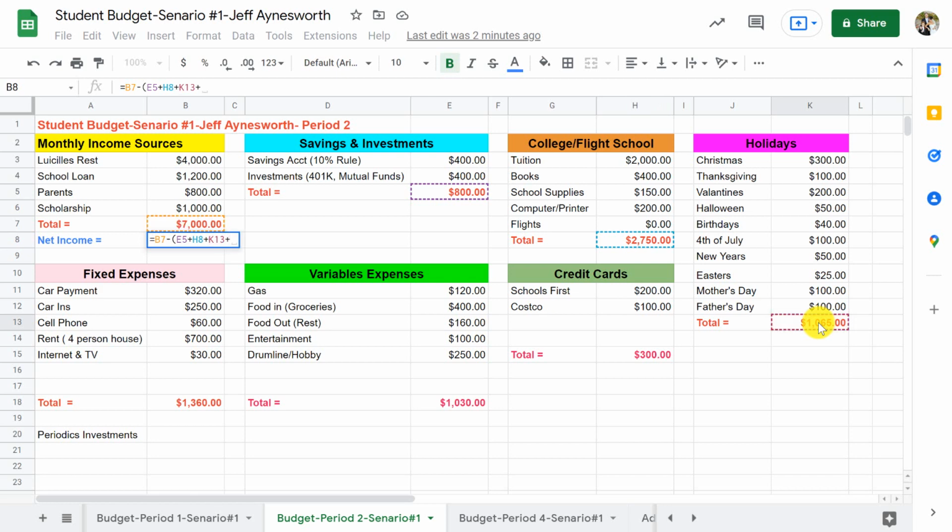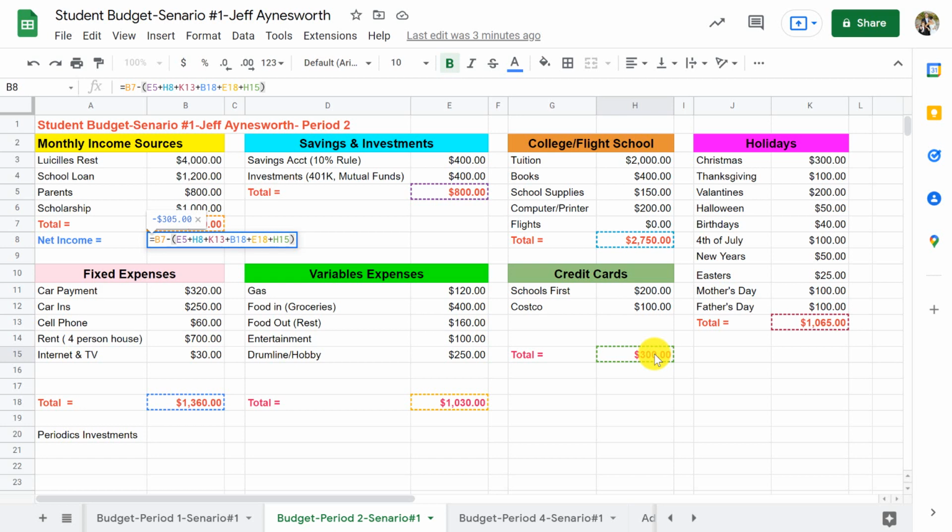Hit the plus sign again, go to the fixed expenses category, and highlight and click on $1,360, and then hit the plus sign, and then variable expenses is $1,030, and then plus, and then your last category is credit cards, and then end it with parentheses, and then hit the return button. But before I hit the return button, look at the formula. It tells you exactly what you're doing right here.